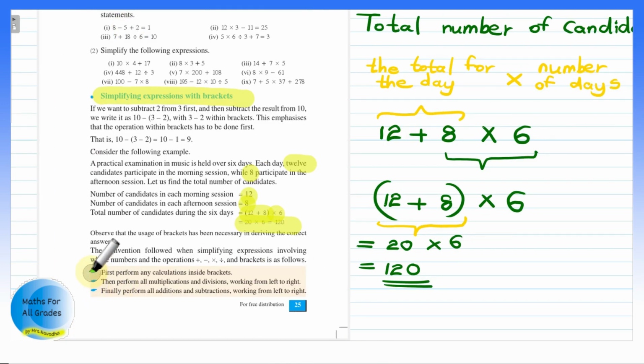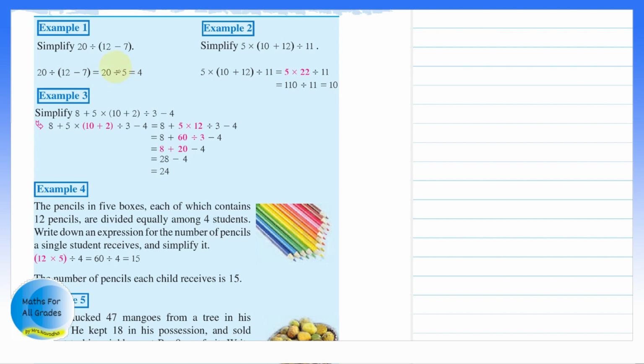We also discussed this part, the convention of the mathematical operations. First we go for the brackets and then all the multiplications and divisions working from left to right. Finally, all the additions and subtractions working from left to right. Here are some examples with brackets and we discussed 1, 2 and 3. Now look at example number 4.